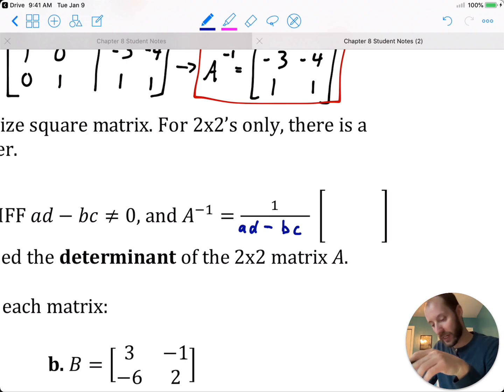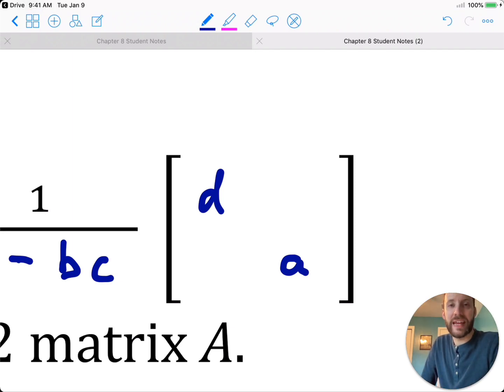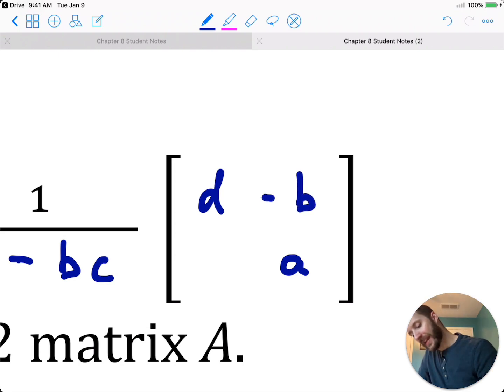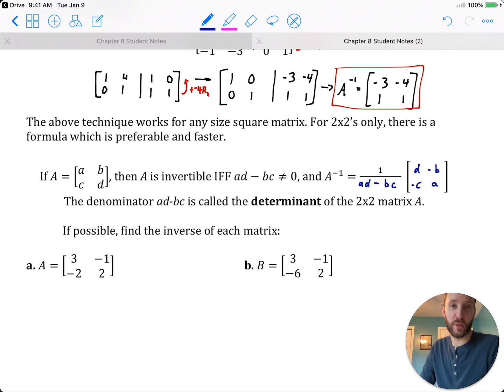So then that determinant is going to get scalar multiplied into the entries. But you need to reorder the entries also. So A and D are going to switch with each other, so now D and A. B and C are going to stay where they are, but they're going to be negative now. So negative B and negative C. And that's a much simpler way to deal with 2x2 inverses. So do those examples, check your answers with my completed notes online.